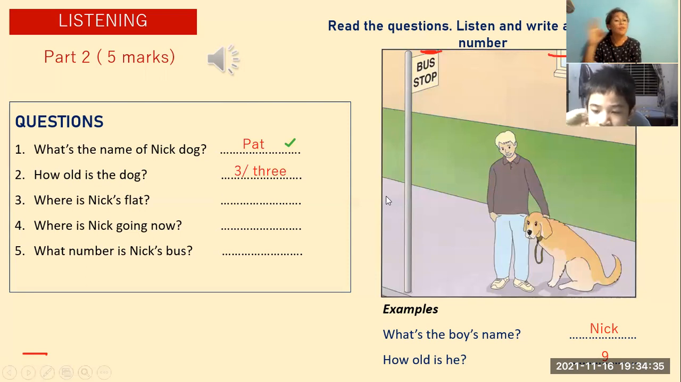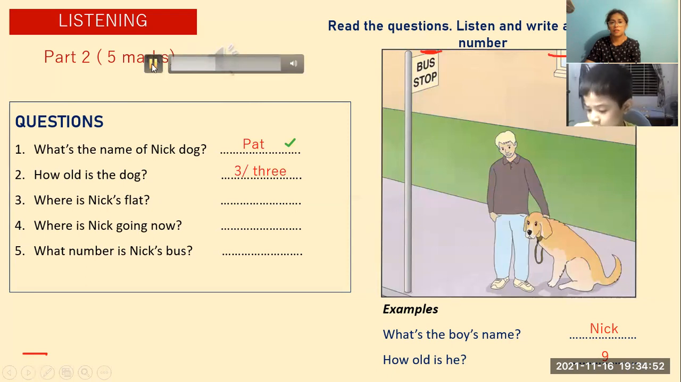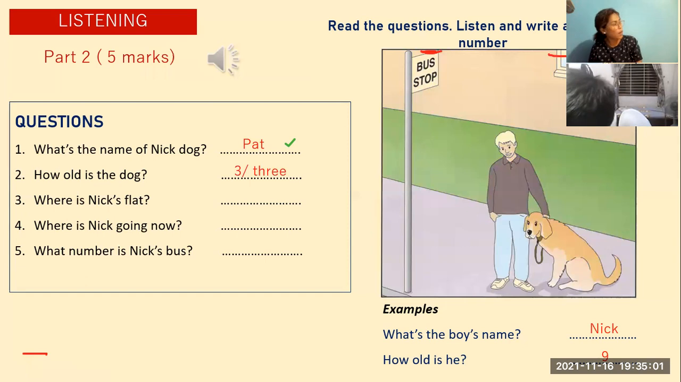Listen again. Three. And where do you live? We live in a flat in Old Street. Do you spell that? O-L-D? Yes, it's nice there.